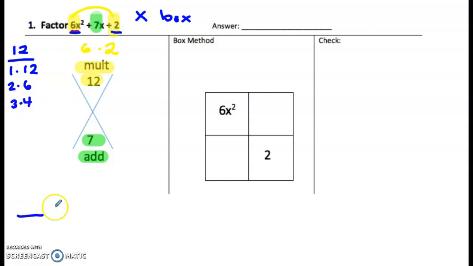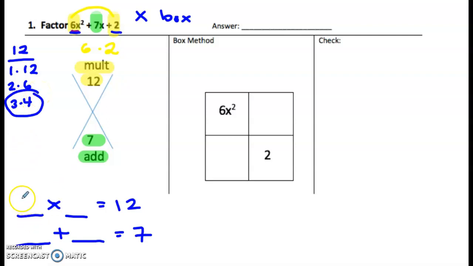So we're looking for the same set of numbers that when I multiply, we get a 12, and when we add, we get a 7. So of my list, it's the 3 and the 4. 3 times 4 multiplies to 12, and 3 plus 4 adds to 7. So that's the winning combination that we then fill into our box.